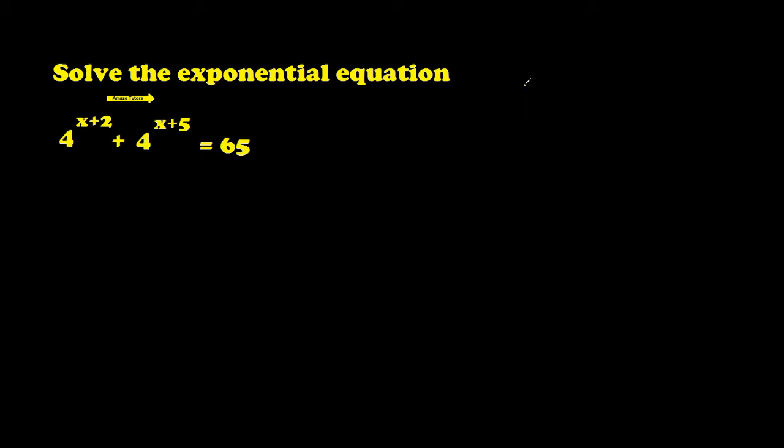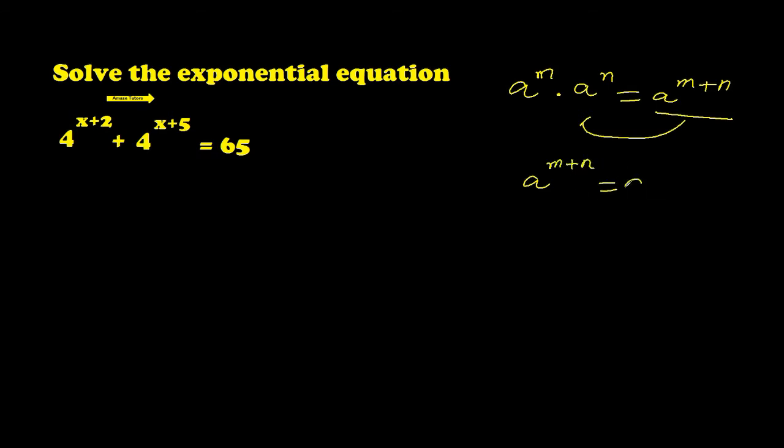As you know, a power m times a power n is equal to a power m plus n. Product rule. Whenever it is multiplication with the same base, we will add the indices. So, the other way round, you can even write a to the power m plus n as a power m times a power n. I am going to use this here.